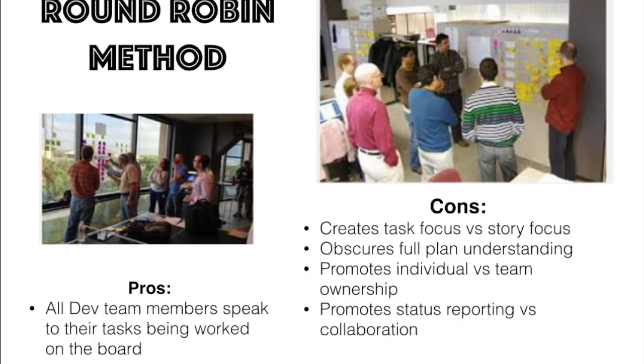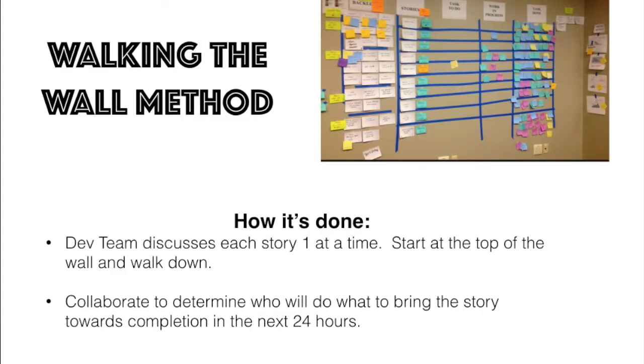Another down point of this round robin method is that it's very easy to fall into status reporting and to lose some of the collaboration that the team really needs to succeed. Let's look at another method.